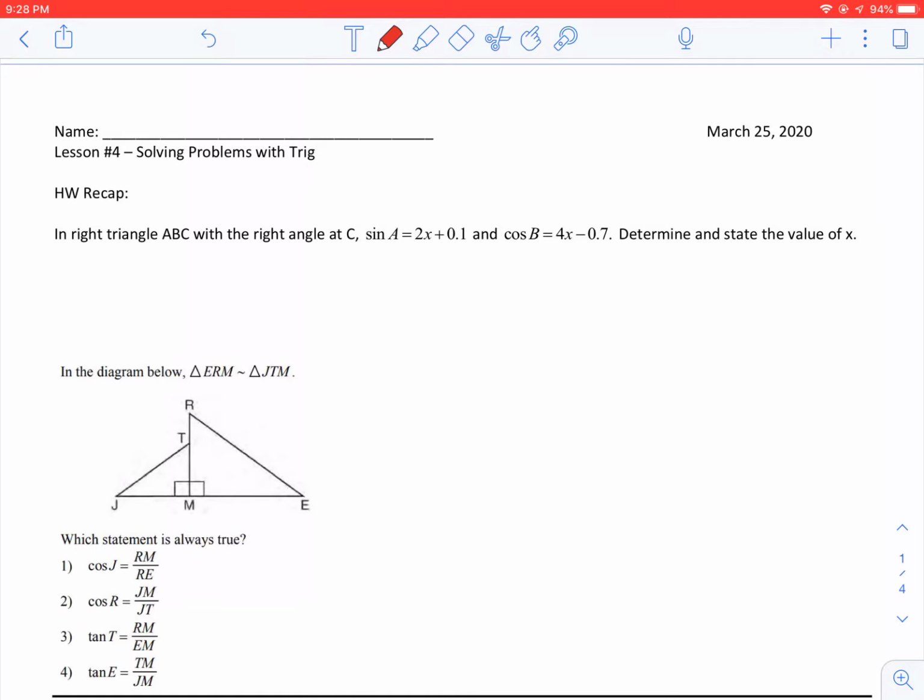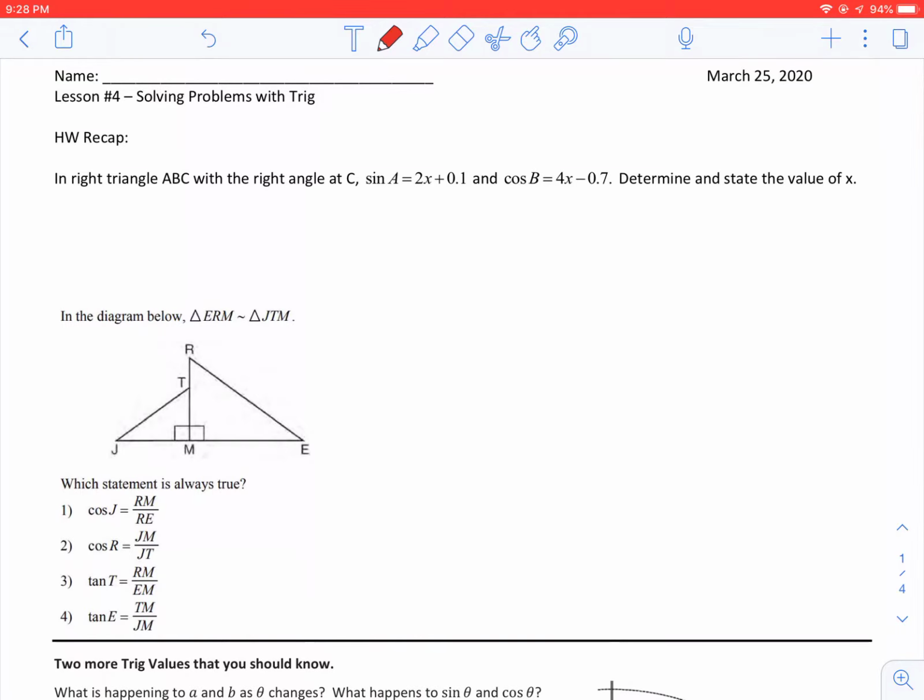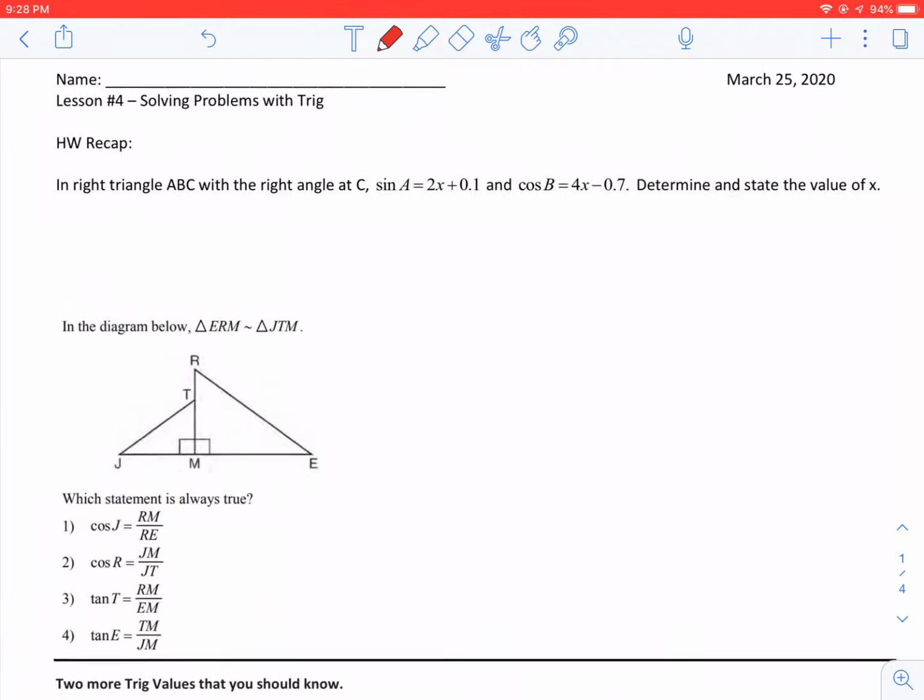Today's going to be lesson number 4. We're going to be solving problems with trig. But before we get into that, let's take a look at these two problems I selected from the homework that a lot of people had trouble with.